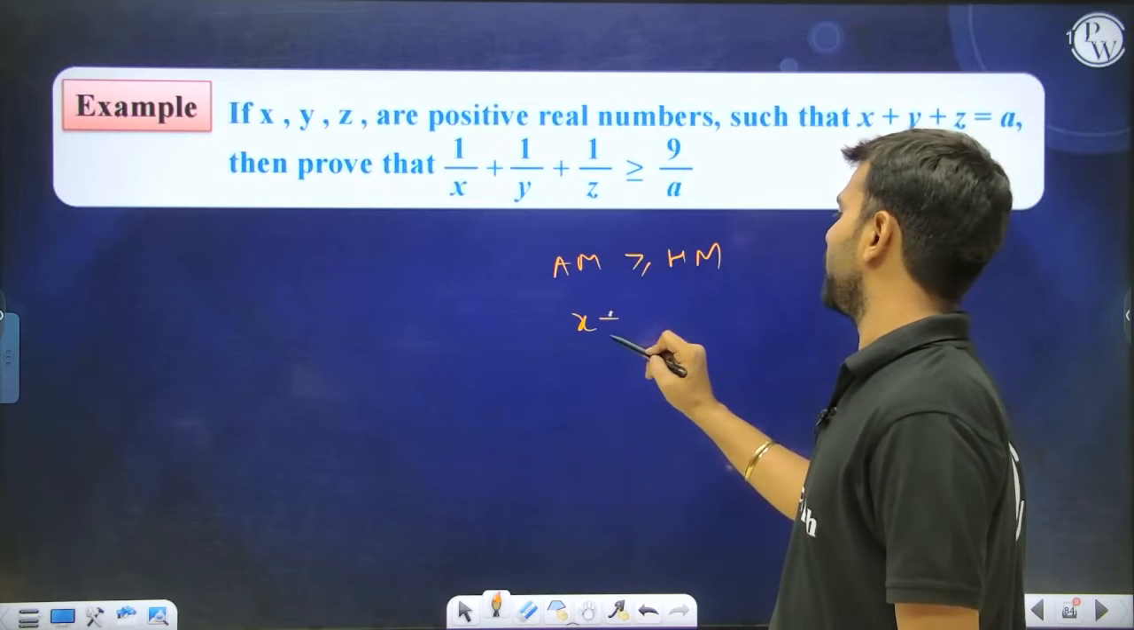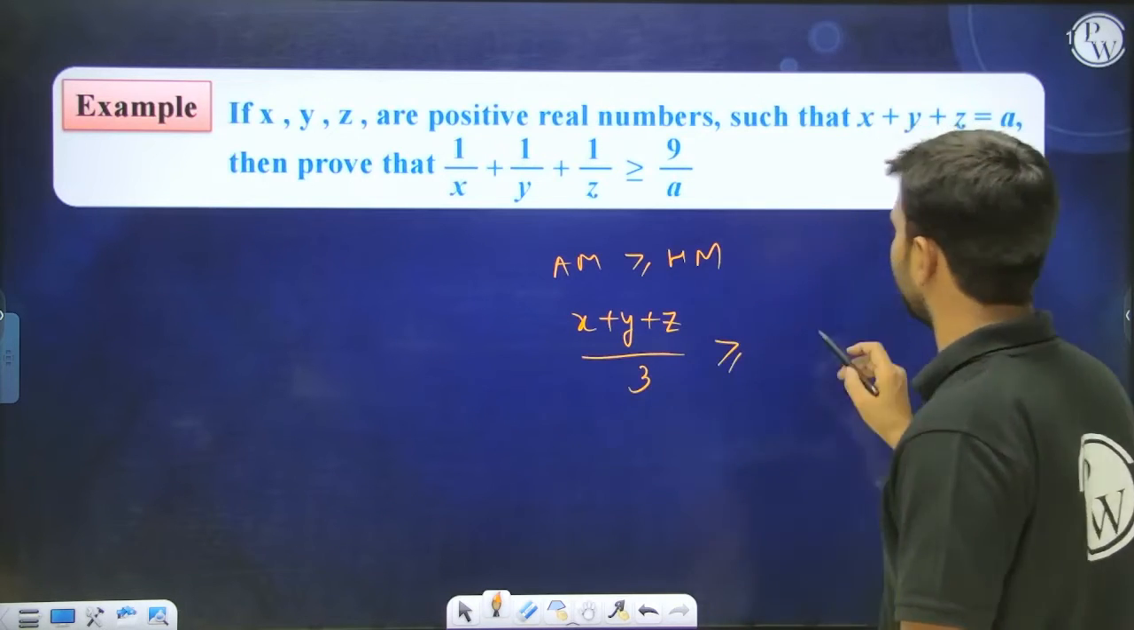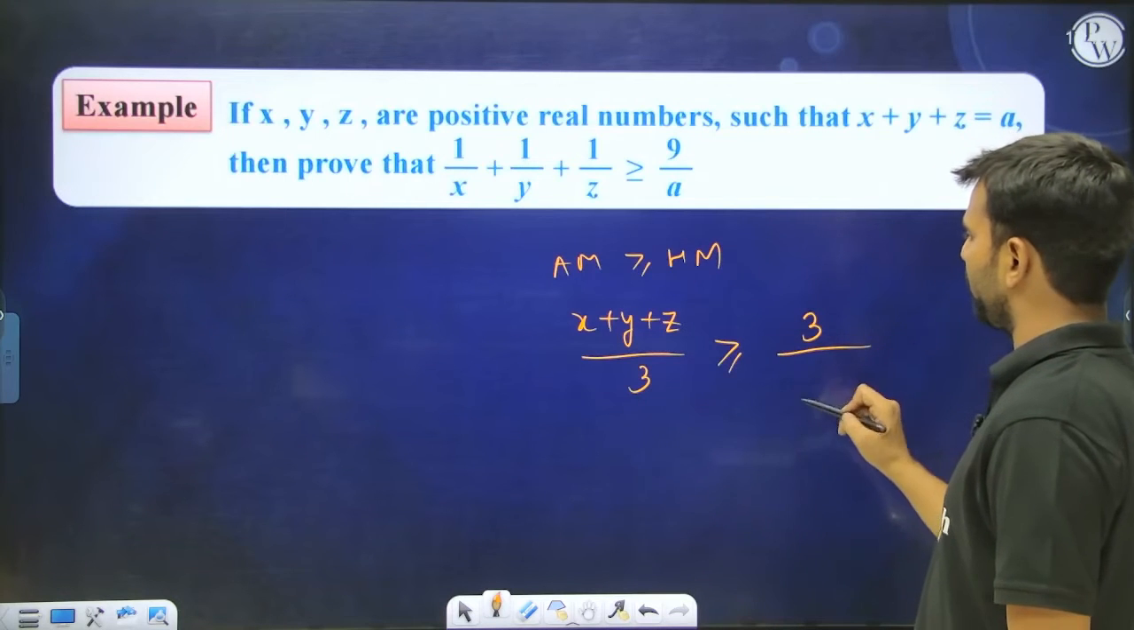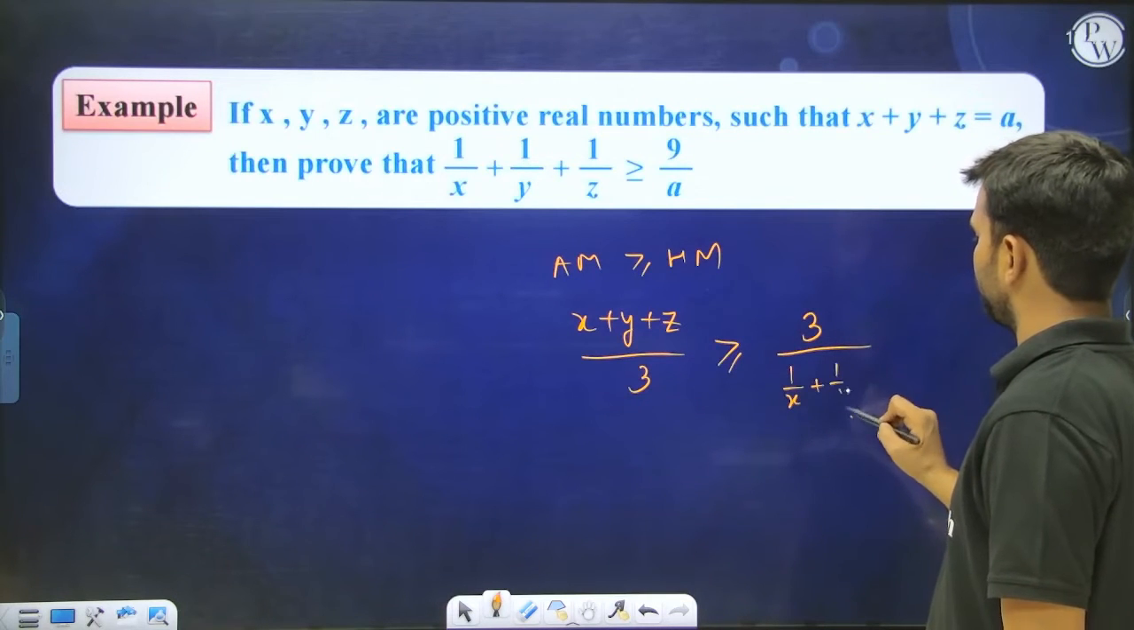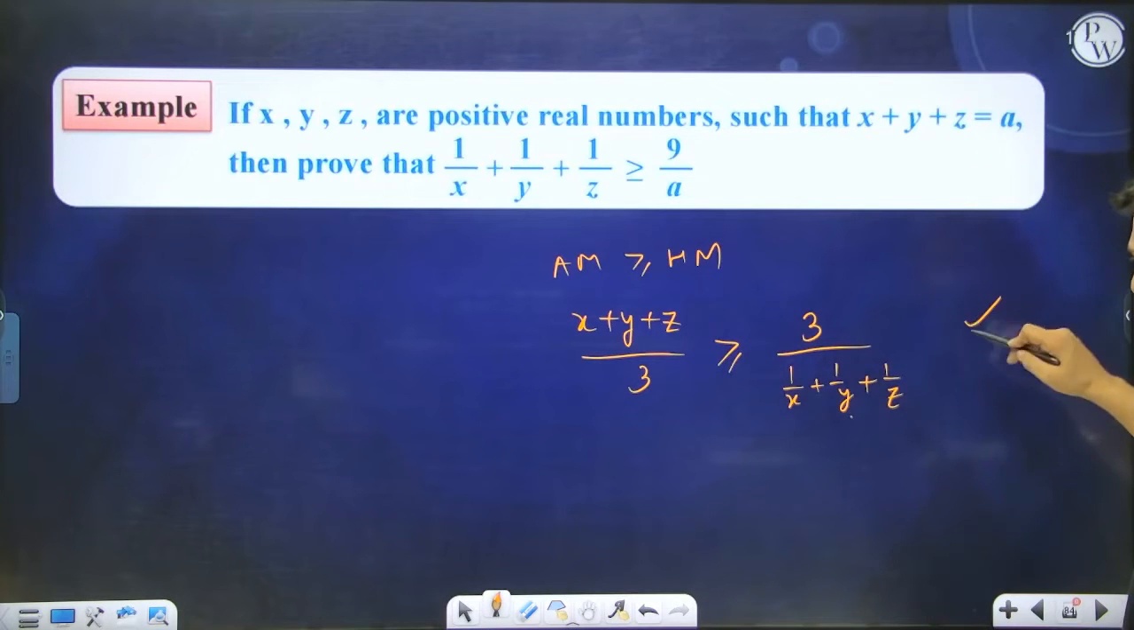So if you write down the arithmetic mean of these three numbers, it will be coming out to be like this. And if you write down the harmonic mean of the three numbers, it will be coming out to be like this. So from here you can have an idea that your question is done.